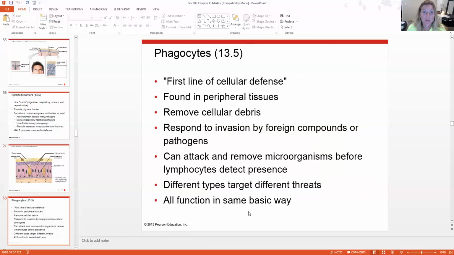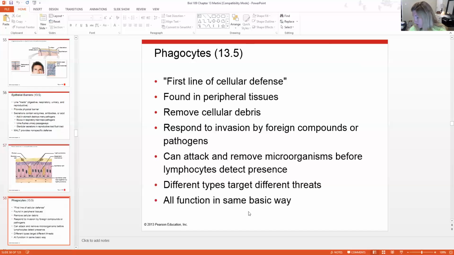Let's talk about phagocytes. Phagocytes are our first major line of cellular defense. These are found in all of our peripheral tissues. They're there to remove cellular debris, respond to invasion of foreign compounds or pathogens. They can also attack or remove any microorganisms before the lymphocytes even detect a presence. So these are like the little Pac-Men floating around your blood, gobbling up the bacteria or pathogens or waste products that don't belong there.